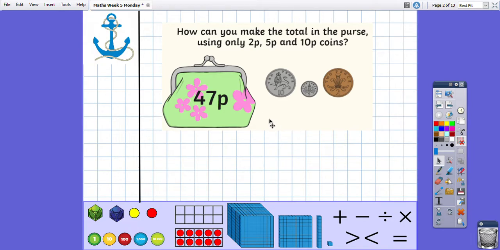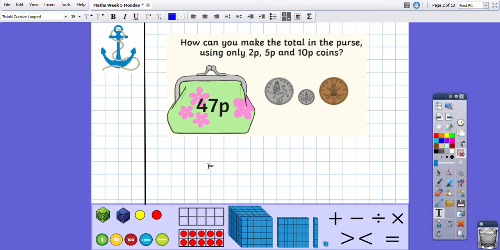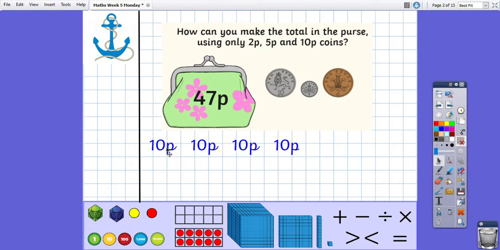Okay, so the way I worked it out, how I would have 47p in my purse, is I looked at my tens column first. And I know that I've got 4 tens, I've got 40. So I can use 4 10p's. So I would have 10p, 10p, 10p and 10p. And that's my 40p sorted. Don't have to look at my tens column anymore.